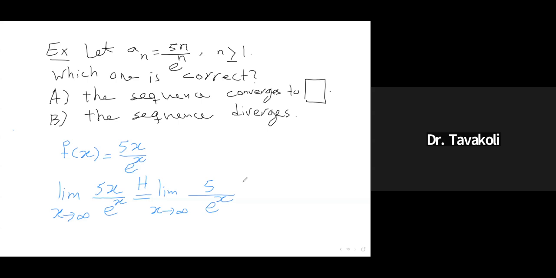The top is just 5, a constant. The bottom, as x tends to infinity, e to the power of infinity is infinity. So in fact, this is 5 divided by infinity. The top is just a constant 5, the bottom is e to the power of infinity, which is infinity. And 5 divided by infinity is 0. This is similar to some of the limits that you have seen in Calc 1. And 0 is a finite number. So the answer is A, and the limit is 0.